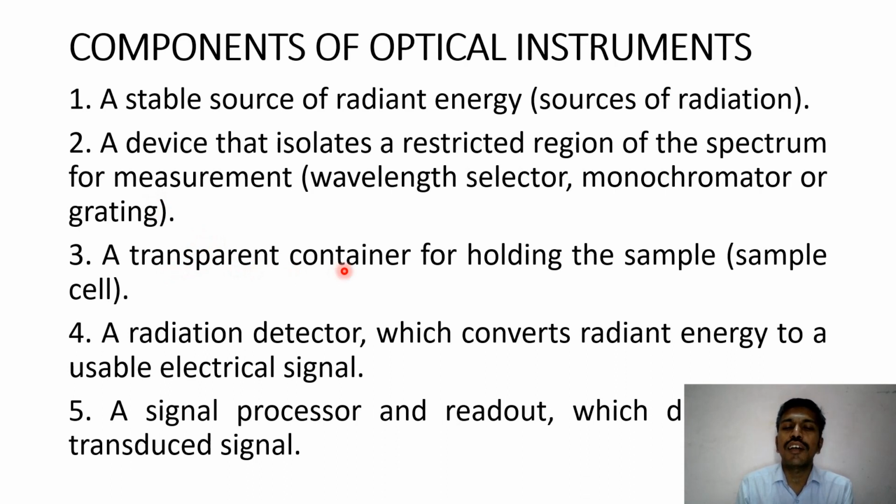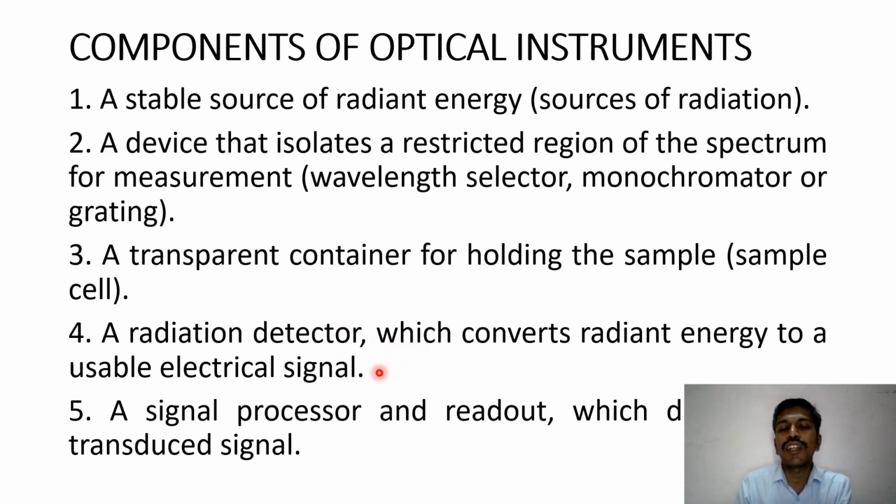Next you have the transparent container which holds the sample. Why do we have the transparent container? The transparent container allows the light to pass through the sample. That's why we use a transparent container. After the sample you have to use a detector which detects the light signal from the sample. Then it converts the light signal into an electrical signal by using photo detectors.